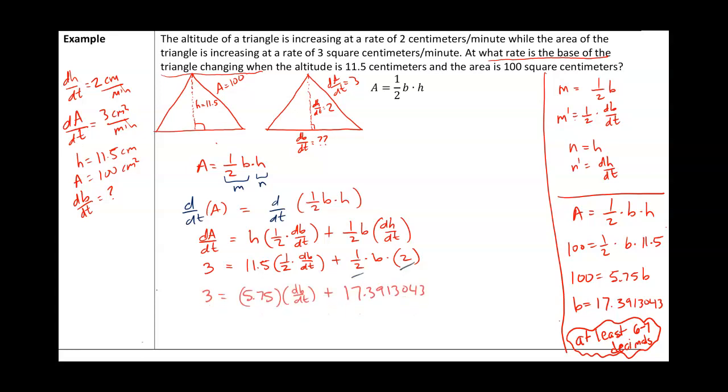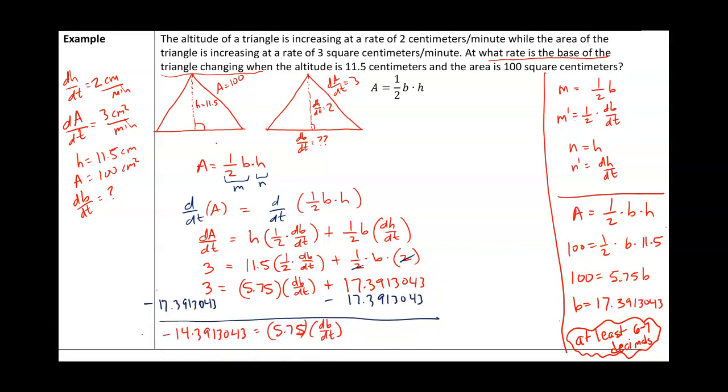So I replace my b with, well, the 1 I have and 2, they cancel out. My b is 17.3913043 from here. And then I just solve that equation. So I subtract both sides by 17.3913043, and then I divide both sides by 5.75 because 11.5 times a half is 5.75, and I get my dB/dt to be negative 2.503 centimeters per minute.